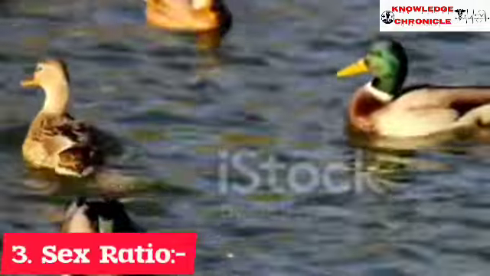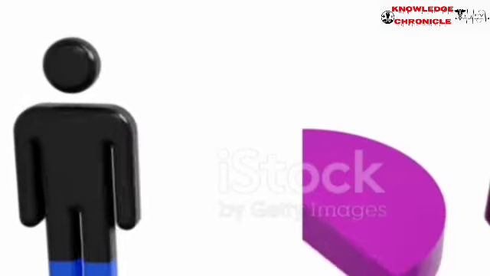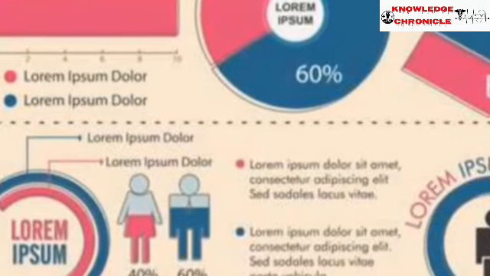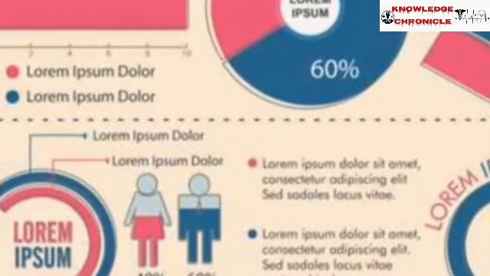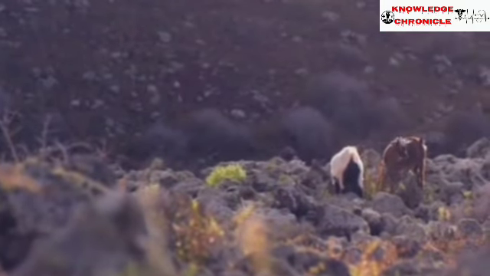3. Sex ratio. It shows the proportion of males to females in the population. Example, a population might have 60% females and 40% males. This ratio is key in predicting future population growth, especially in sexually reproducing species.